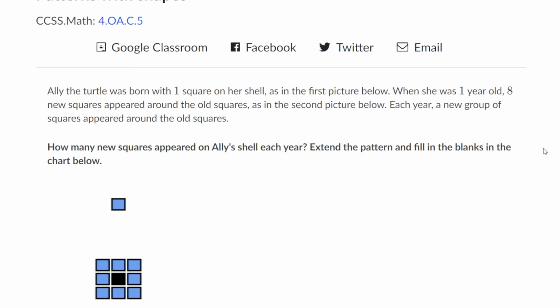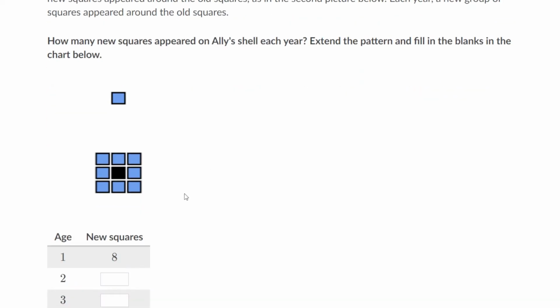Allie the turtle was born with 1 square on her shell. When she was 1 year old, 8 new squares appeared around the old squares. Each year, a new group of squares appeared around the old squares. Again, we're talking about a quadratic expansion here. Okay, so at age 2, how many more new squares will there be?